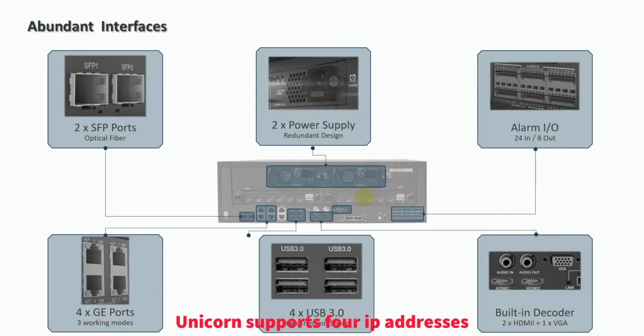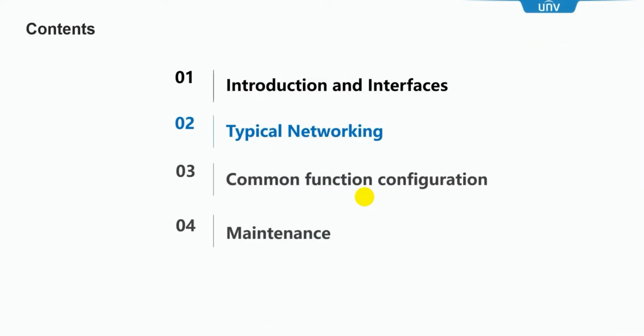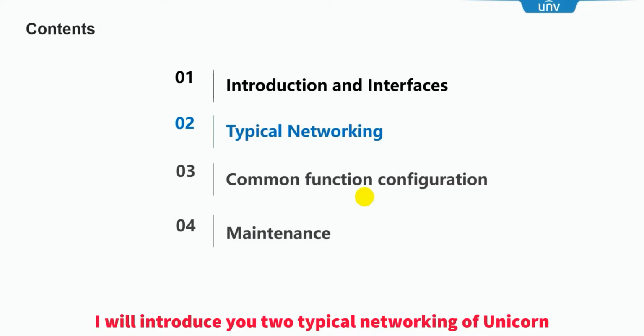Unicorn supports 4 IP addresses with multiple network working modes. They are multiple address mode, load balance mode, and fault tolerance mode. Then I will introduce you two typical networking of Unicorn.